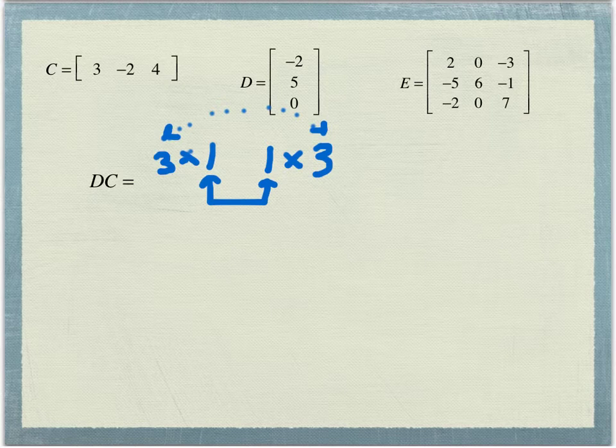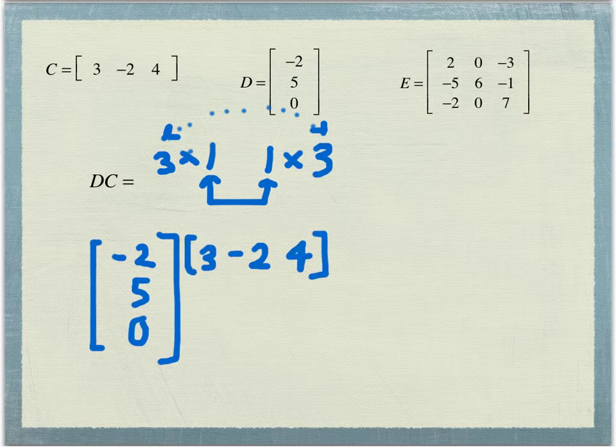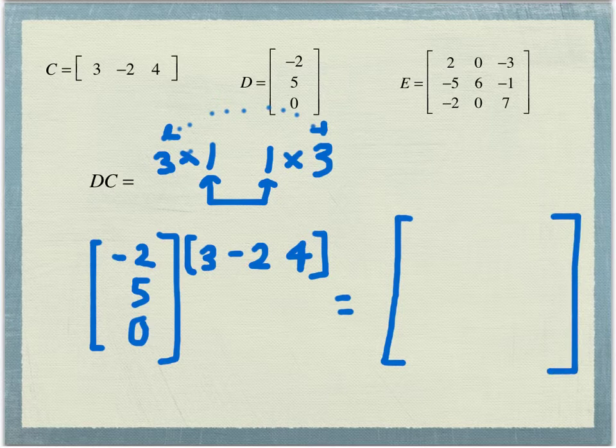I'm going to rewrite these just so it'll be a little bit easier to multiply them. So D is negative 2, 5, and 0, like that. And C is 3, negative 2, and 4, like that. And how do I multiply these? Well, remember, this is going to be a fairly large matrix. So a good way to help you remember what to multiply is the first position here is row 1, column 1. So that's what I have to multiply here. I have to multiply this row 1 by column 1.